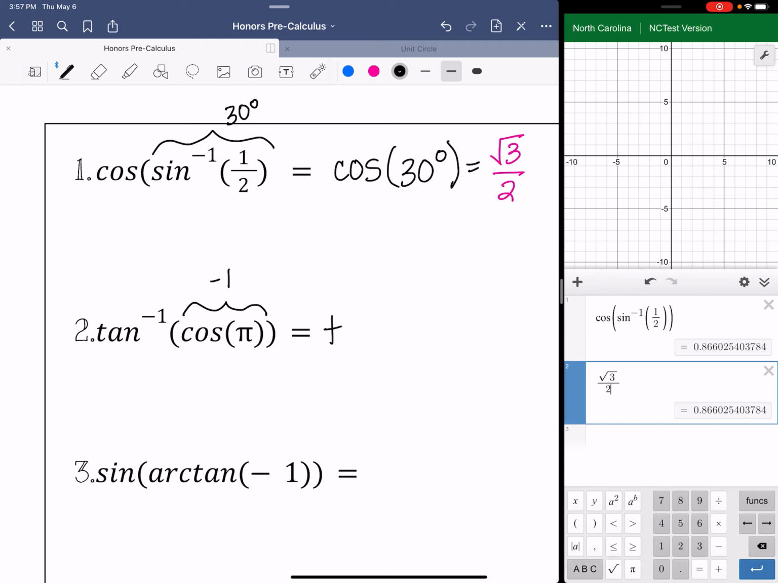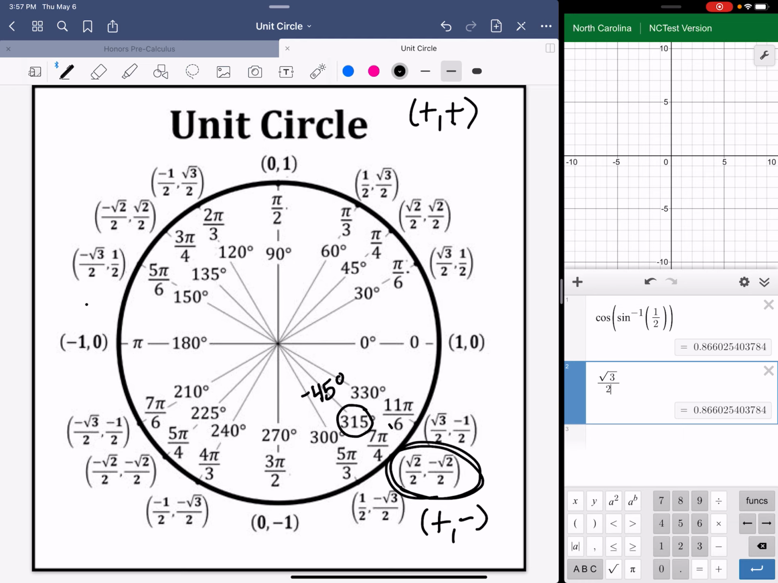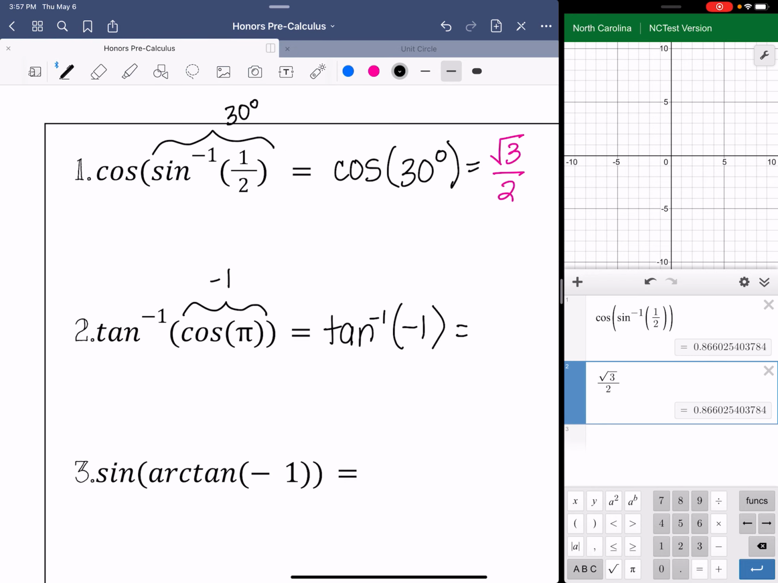All right, so we're doing the tan inverse of negative 1. Remember, we have to focus tangent on quadrant 1 and 4, and the only place that tangent can be negative is in quadrant 4. To get negative 1, I'd have to divide sine over cosine, which is going to be 315, or negative 45. So this equals negative 45 degrees, or negative pi over 4.